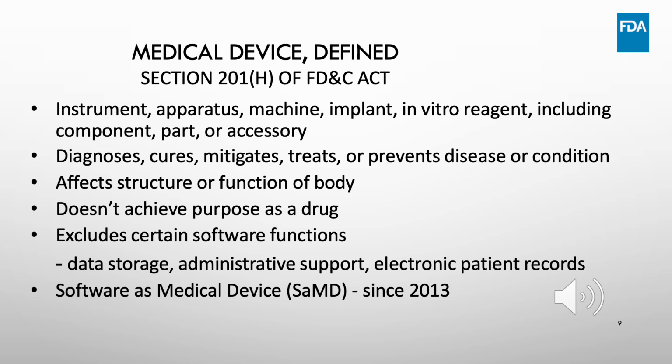In summary, a device is an instrument, apparatus, machine, implant, or in vitro reagent that diagnoses, cures, treats, or prevents a disease or condition. It does this by affecting the structure or function of the body, but doesn't achieve its purpose through chemical metabolism or as a drug. This definition excludes certain software functions, such as data storage and electronic patient records.